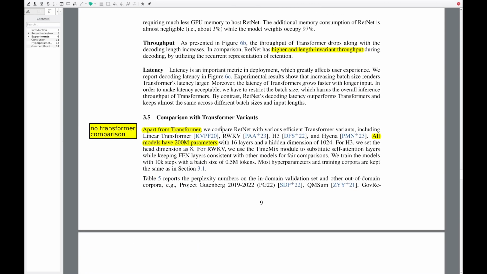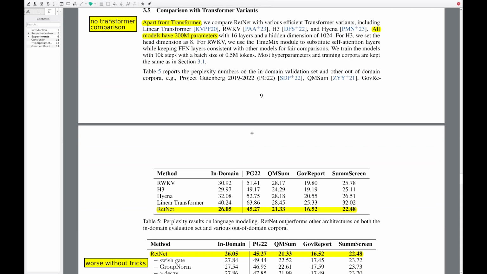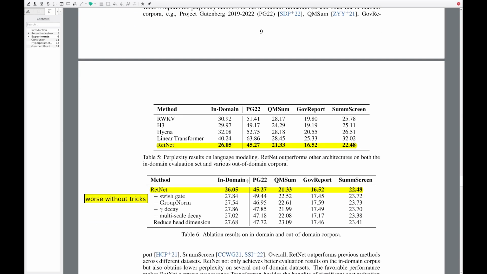Here they compare it specifically against models other than the transformer, but at a very small scale, only 200 million parameters. So I'm not sure how useful this table down here is, because it's at a very small scale and doesn't even compare against the transformer. But it appears to do really well here. On perplexity, seems quite a bit lower than some of these other models.